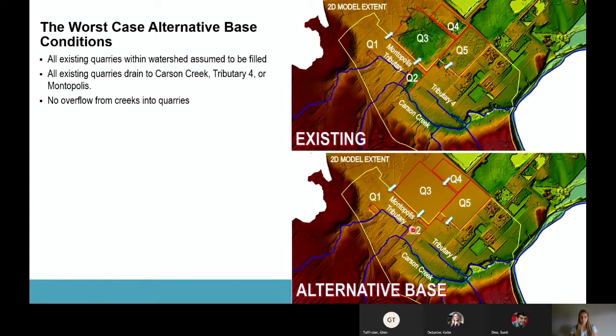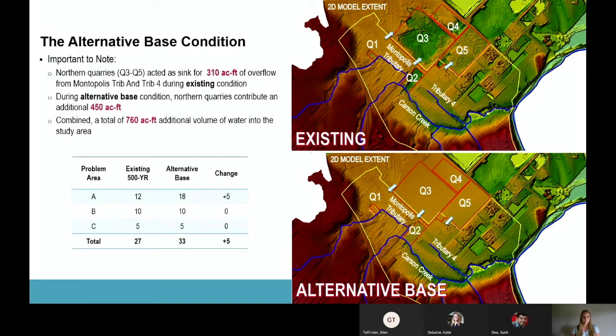So all of these are filled. We don't really have any knowledge of the elevations prior to the quarry activity, so we filled them to the surrounding area height. The alternative base condition assumes that all of the overflow that was going from Montopolis Tributary to the quarries, or Tributary 4 to these quarries right here, is now kept within the watershed, which amounted to a volume of 310 acre-feet that now needs to be conveyed down these channels.